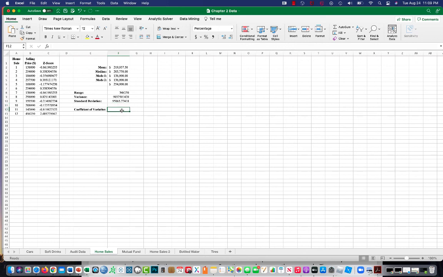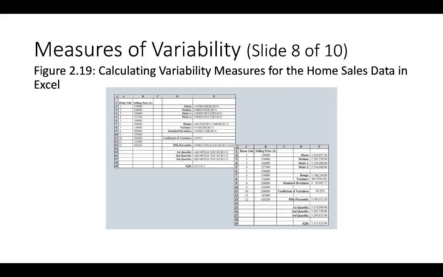Lastly, we have the coefficient of variation, which is equal to the standard deviation divided by the mean, which is equal to 43%. And that's it. These are the measures of variability and how to calculate them using Excel.